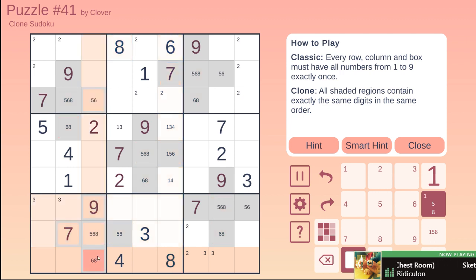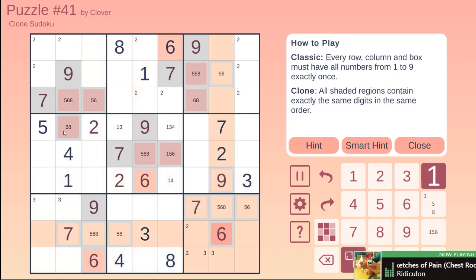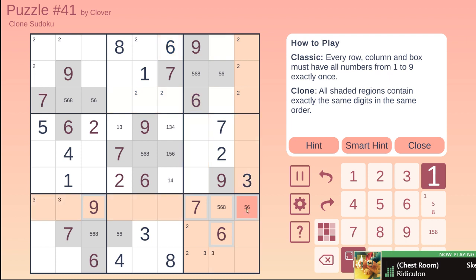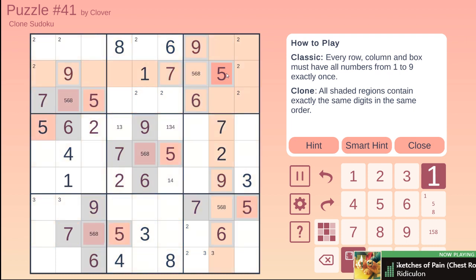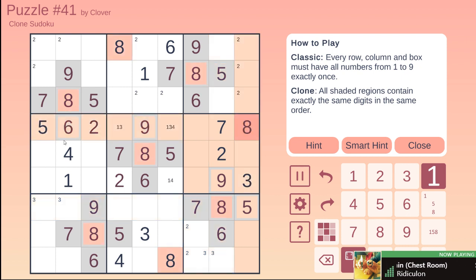This can't be an 8, because an 8 looks at it. This is a 6. Thus making this a 5. Thus making this an 8. And just like that, we filled in all of the clones. And it's just normal Sudoku from here on out. Well, let's get those other numbers filled in. The other clone numbers, that is. Because those should be pretty easy, right?